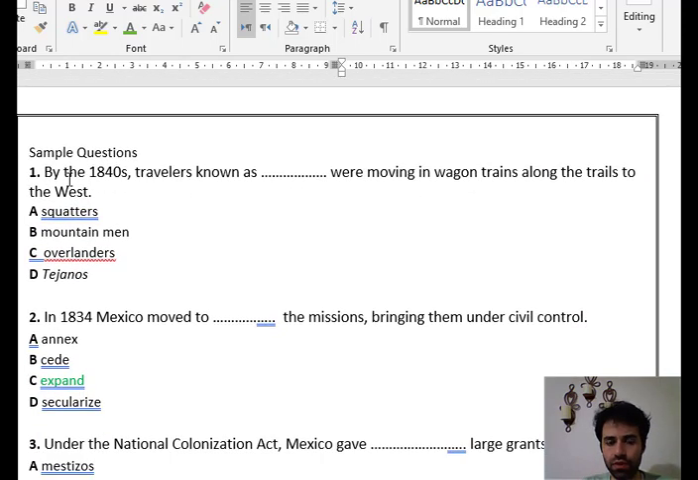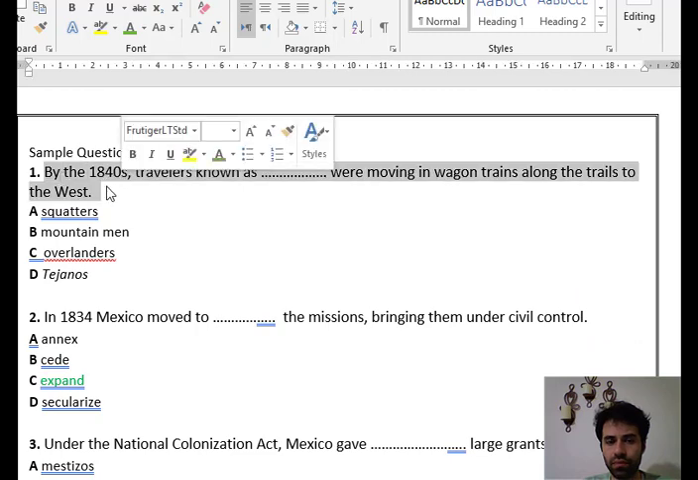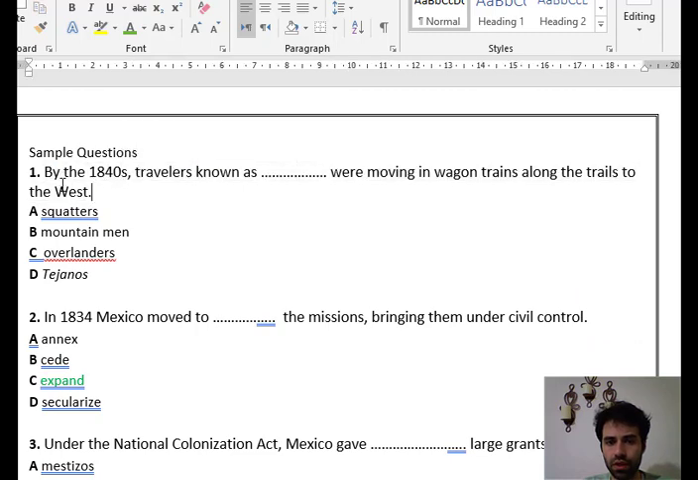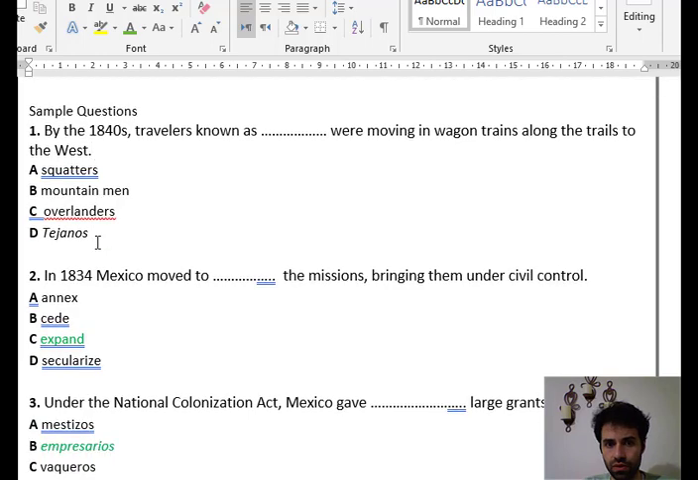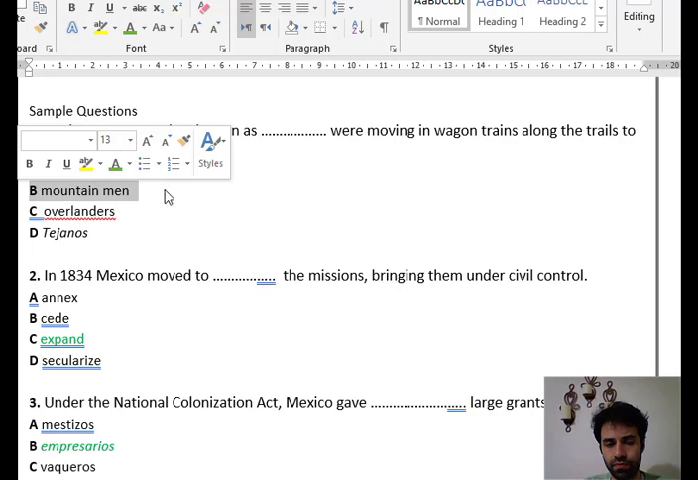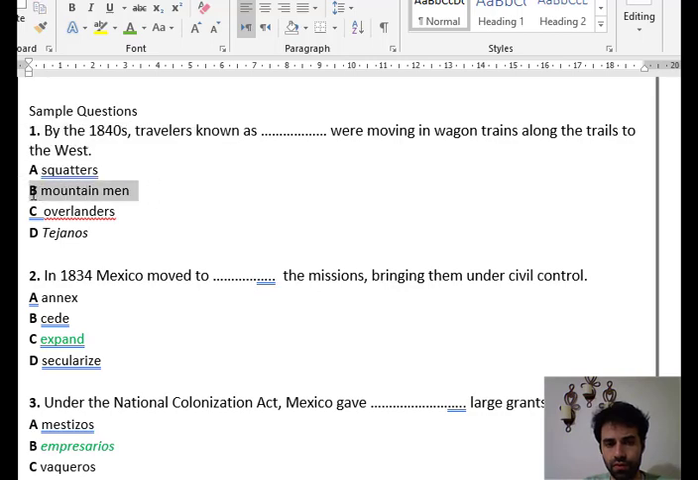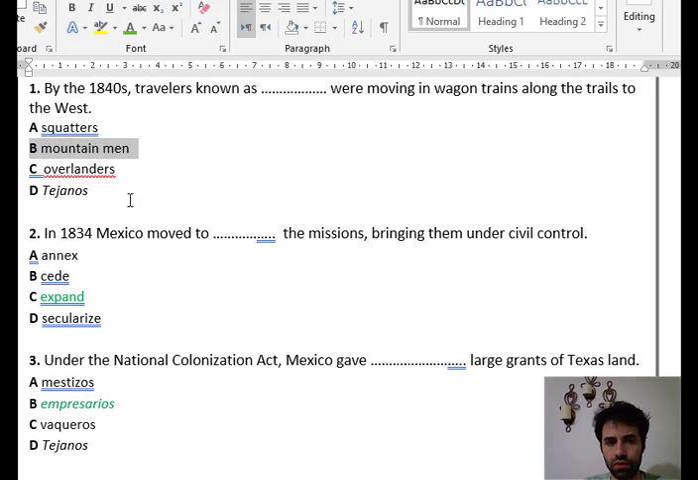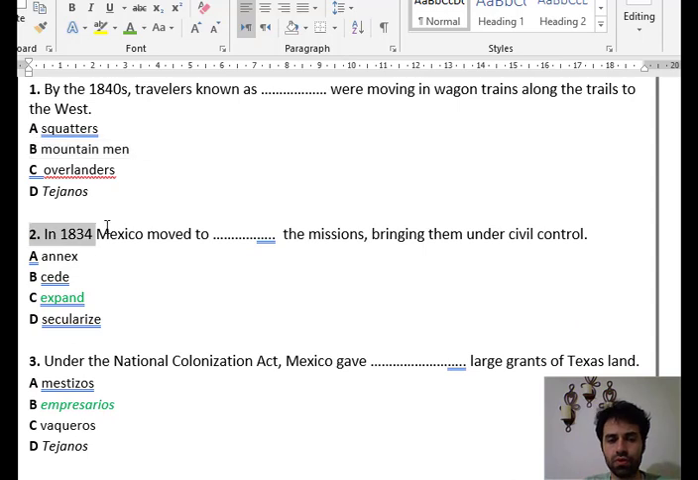So if you look at some sample questions regarding this part, first question: by the 1840s, travel known as was moving in wagon trains along trails to the west. Which one is the true answer? If you think B is correct, I would like you to double check your book. Let's go to number 2.